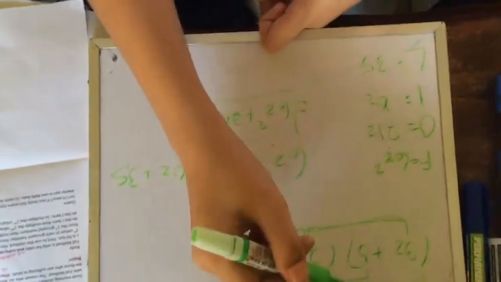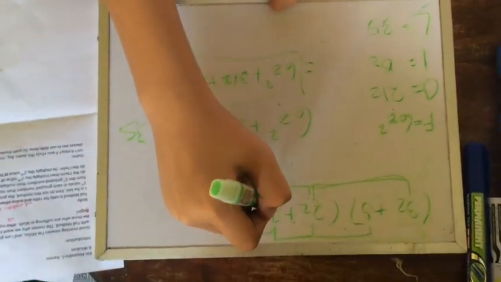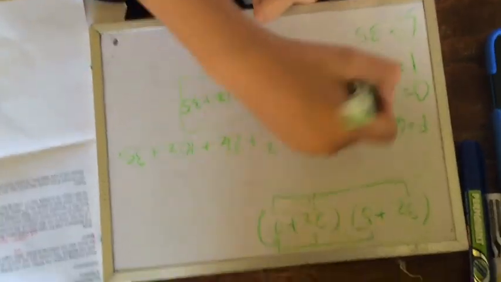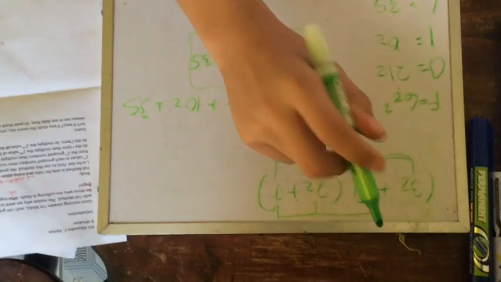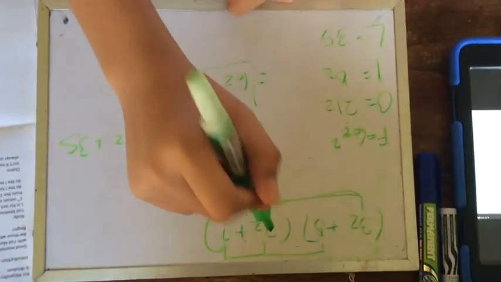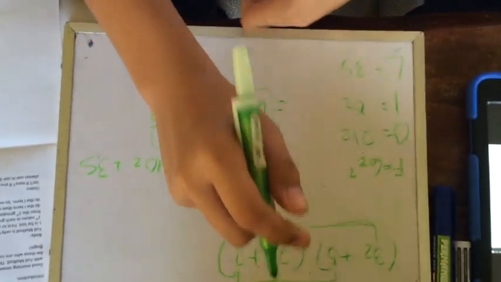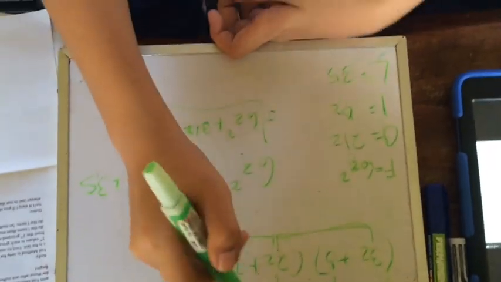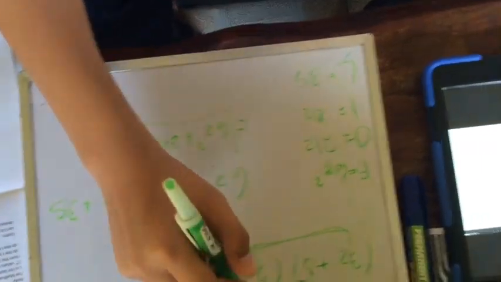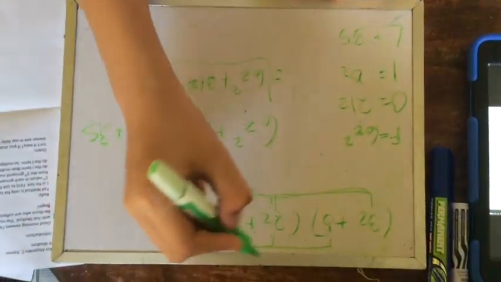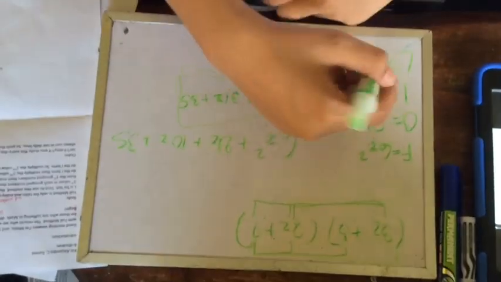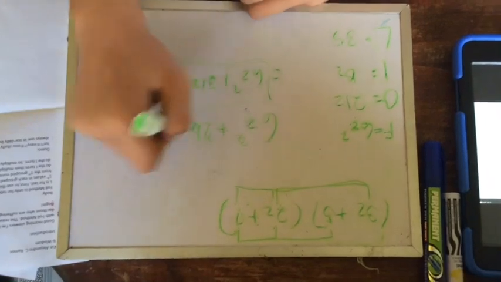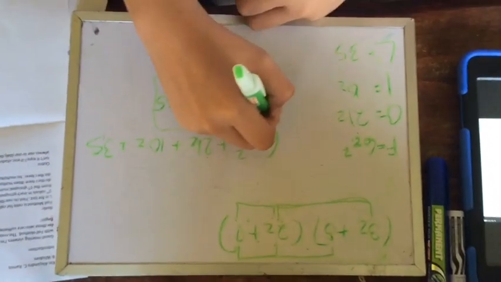3z times 7 equals 21z, and the inner part is 5 times 2z, which equals 10z, and the last part is 5, which you multiply by 7 and it equals 35. Then you combine the like terms, and this is the final product.